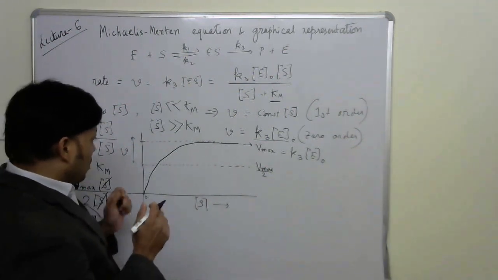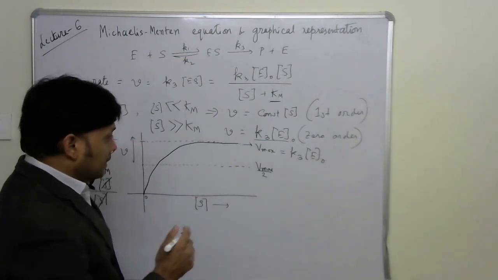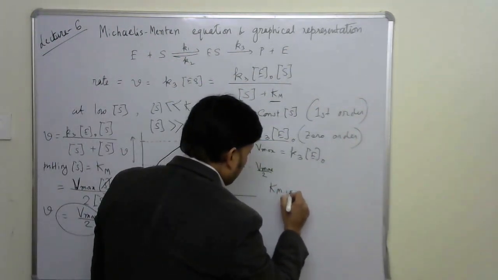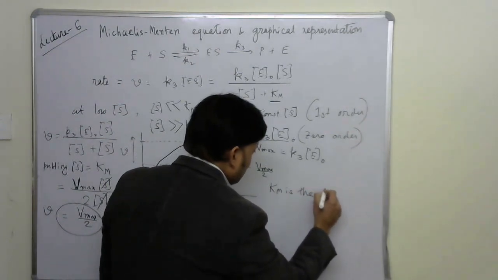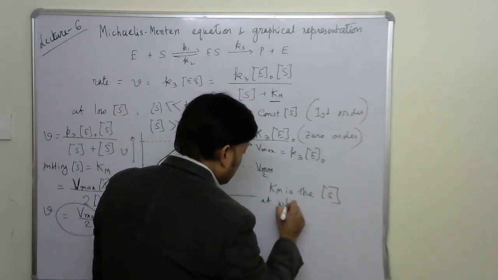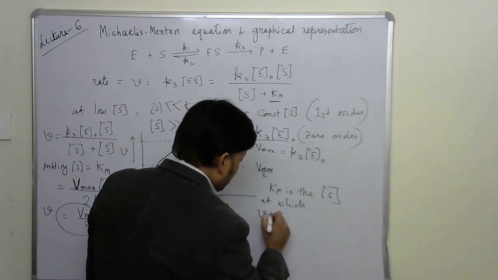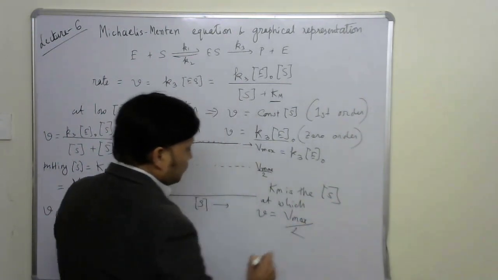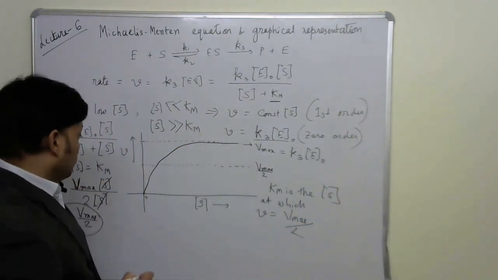So the Michaelis constant, now we can write that Km is the substrate concentration at which the velocity of the catalysis becomes Vmax divided by 2.